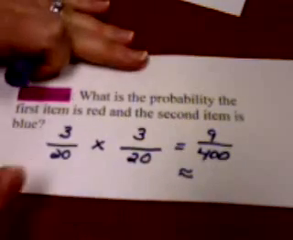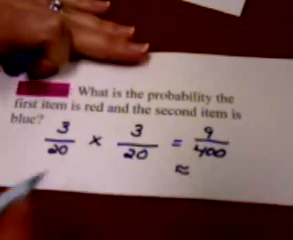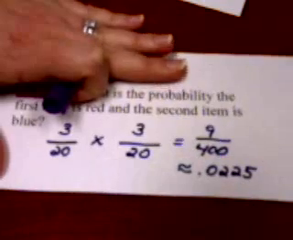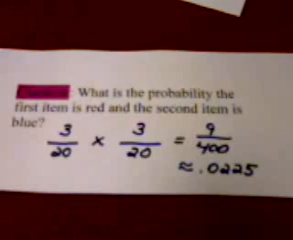Most of the time they're going to ask you to use 3 significant digits. In this case, it's going to be 0.0225. So about a 2% chance that you're going to have this happen in this situation. Okay, that's an example of with replacement, which means that they're independent. And we're going to do a couple of these.